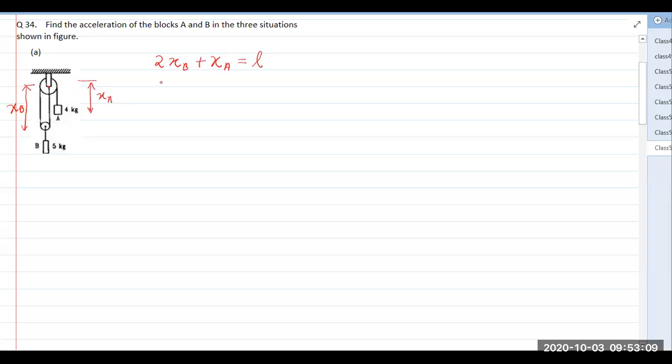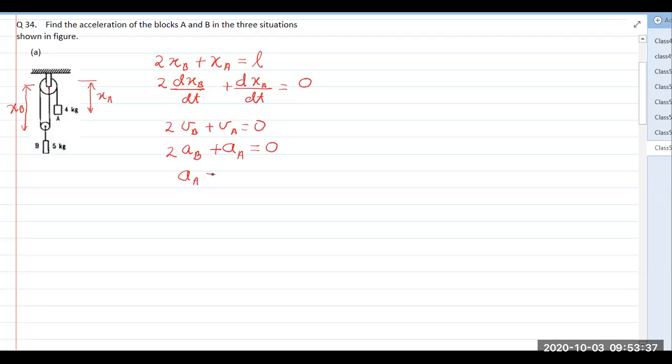Now if we differentiate it, 2 dxb by dt plus dxa by dt equal to 0, or 2vb plus va equal to 0, or 2ab plus aa equal to 0, where ab means acceleration of b and aa means acceleration of a. So you can see the acceleration of a is double the acceleration of b, but in the negative direction.